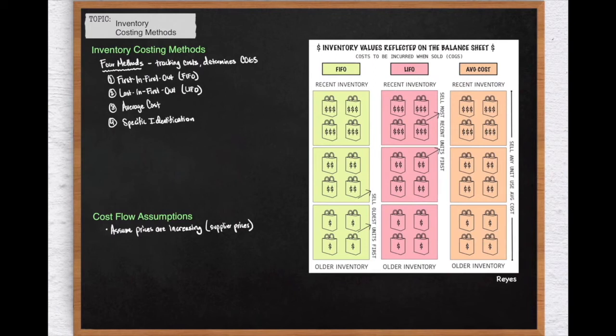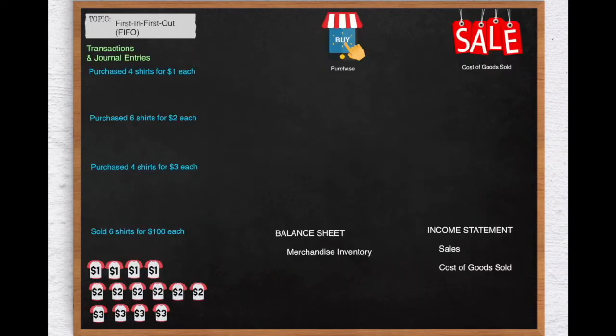Now we're going to go over some examples. All right, our first example is first in, first out. Here are the transactions, and for each transaction, we're going to record the journal entries. The first transaction is you purchase 4 shirts for $1 each. You purchase them from a supplier or vendor. So here we go, 4 shirts for $1 each, and that's what you have in your inventory.